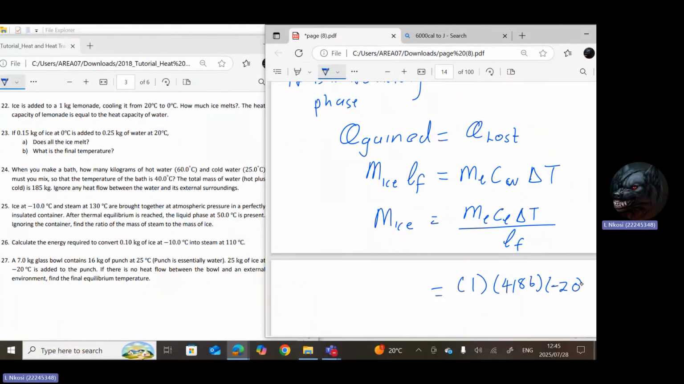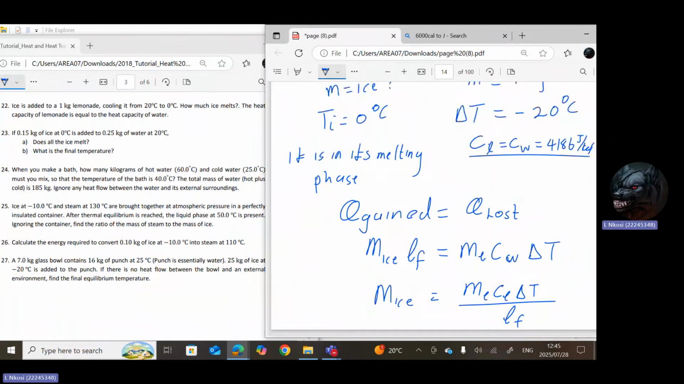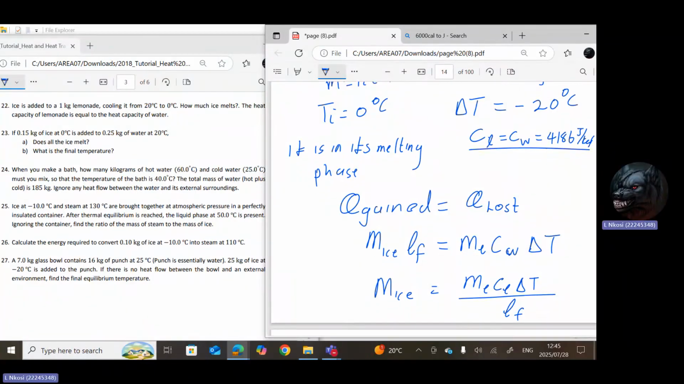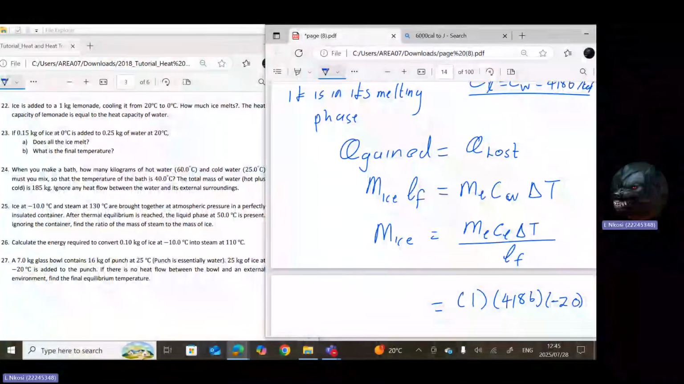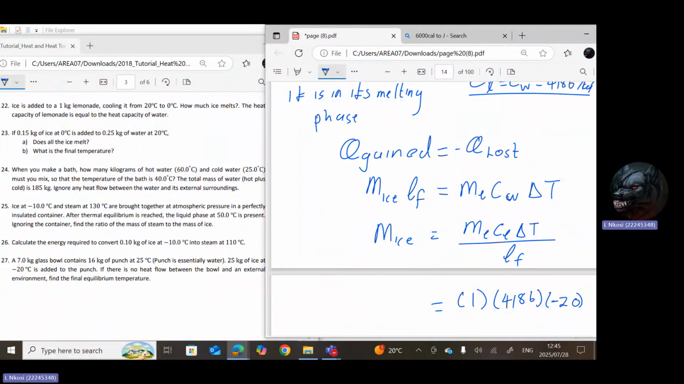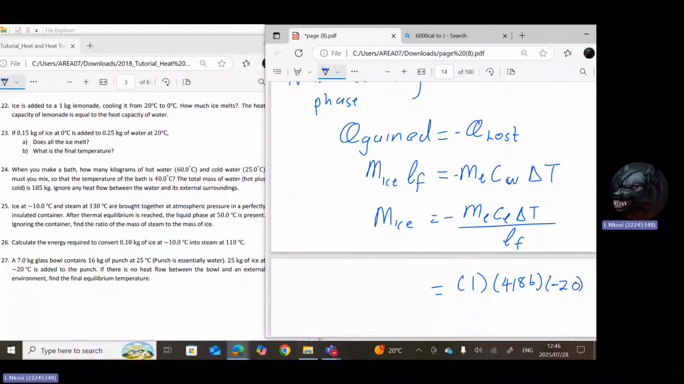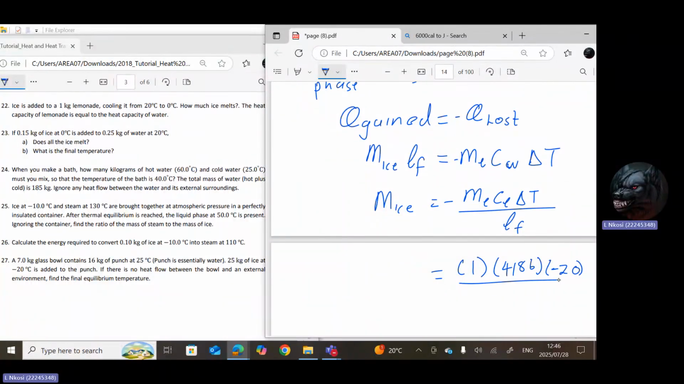Yeah, it's -20. But because we want the mass of the ice and the ice is gaining the heat, you have to assume positive, right? But if you don't want to assume positive, you just add the minus. You see the importance of the minus. Now you will have a negative mass. Remember in class we wanted the mass negative.